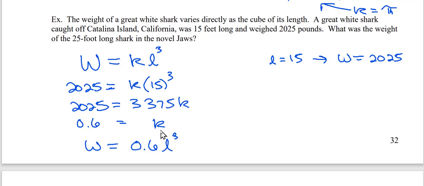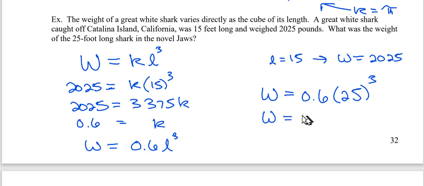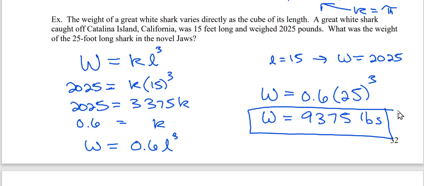What was the weight of the 25-foot long shark in the novel Jaws, or the movie, if you're looking at that? The weight is what we want to know when length is 25 feet. So 25 cubed is 15,625. I'm going to multiply that by 0.6, and I would get weight is 9,375, and our unit here is pounds. So that's still direct variation because we have a constant times whatever it is. In this case, it's the cube of the length.